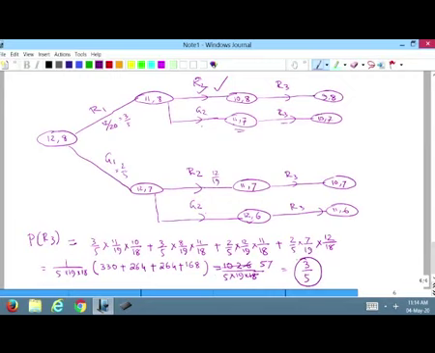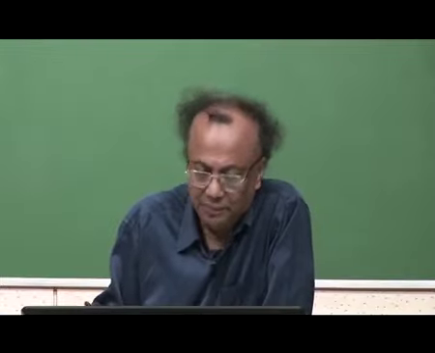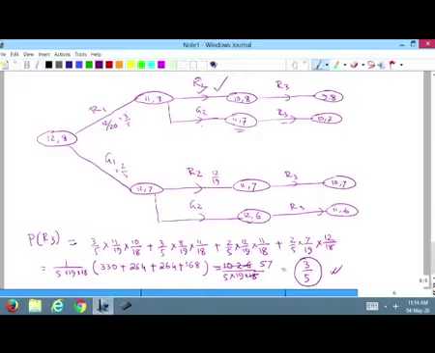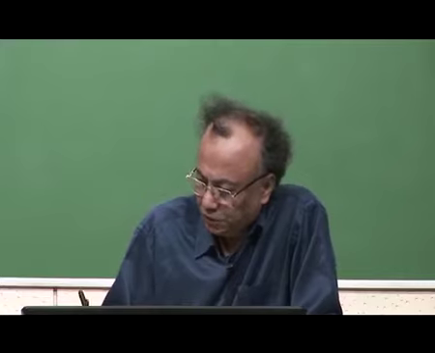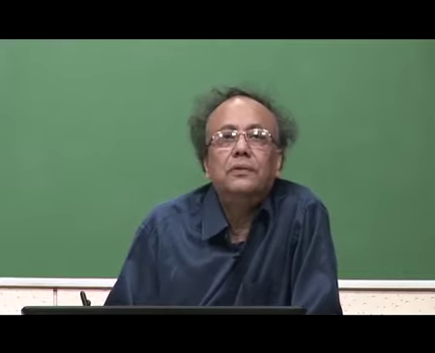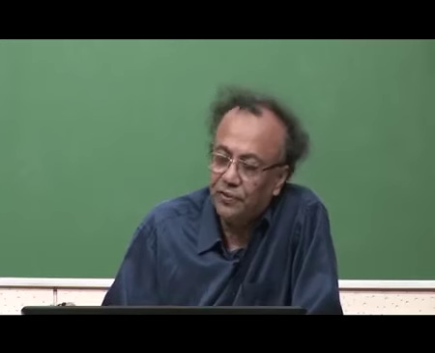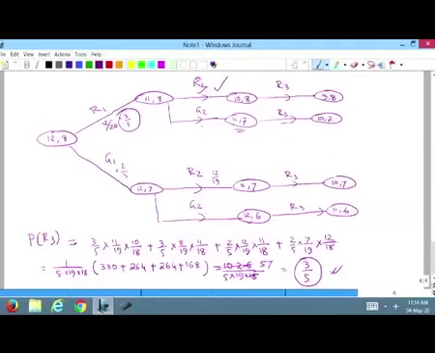Therefore, we see that the unconditional probability that the third ball drawn is red is the same as the initial probability that the first ball drawn is red. So, this is a very interesting observation, and this is true not only for the third draw. If we proceed, then we can see that the same unconditional probability will remain for all successive drawings as well.